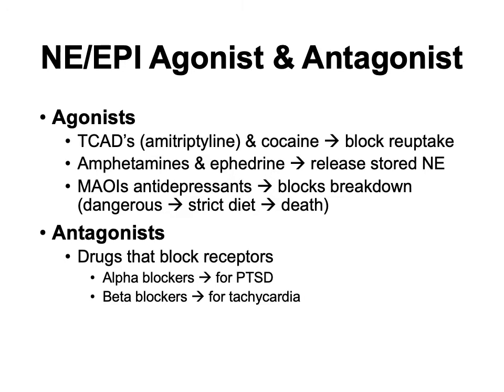Monoamine oxidase inhibitors, the antidepressants I spoke about earlier, block the breakdown of the catecholamines, but they don't prescribe them as much because it's too dangerous if patients don't have a strict diet. If they eat the wrong food or drink the wrong stuff while taking this drug, it can lead to death. Then you have antagonists, which are drugs that block the receptors. Alpha blockers are used for treatment of PTSD, and beta blockers are used to block receptors to treat tachycardia or increased heart rate.